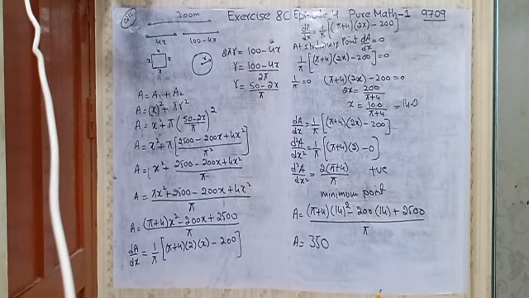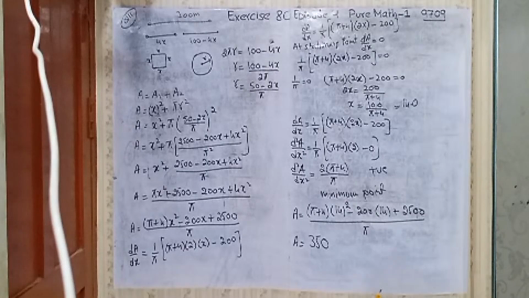So my dear students, we are doing the exercise 8C and this is the episode number 4 on this exercise, and we are doing the course book of the Pure Maths 1. This is paper 1 of the Cambridge International AS Level Mathematics 9709. So in this video, up till now, we have done question number 10 and question number 11. And now we will go to question number 12. I hope you have understood this question. Now we will go to the next question.